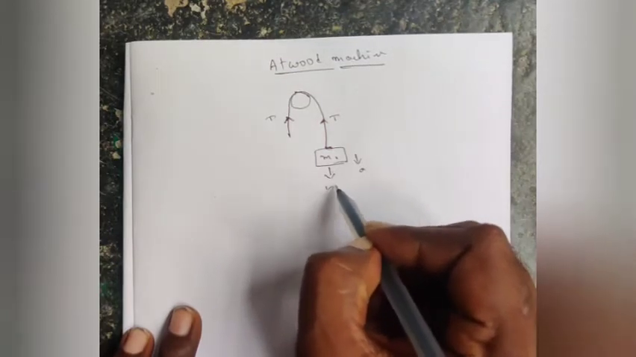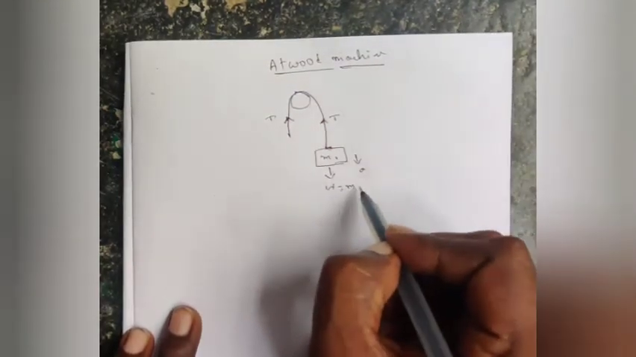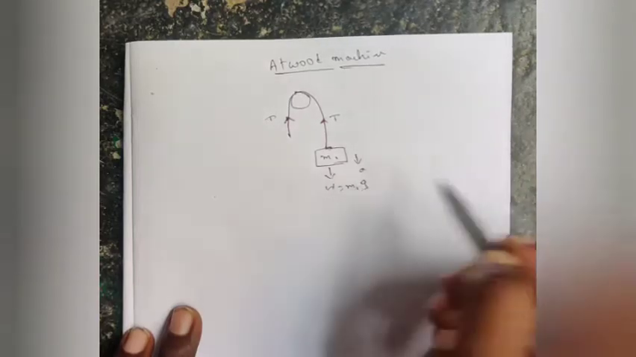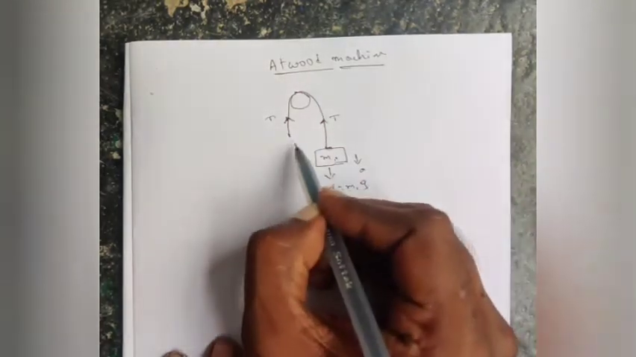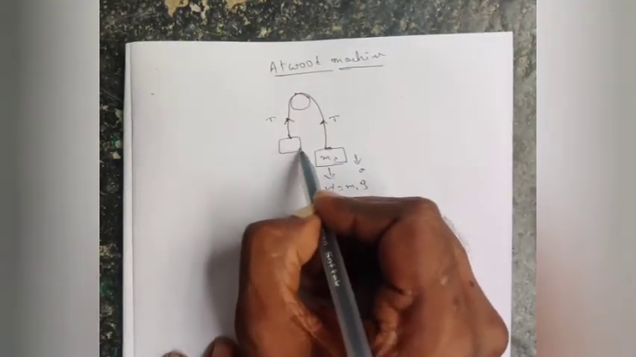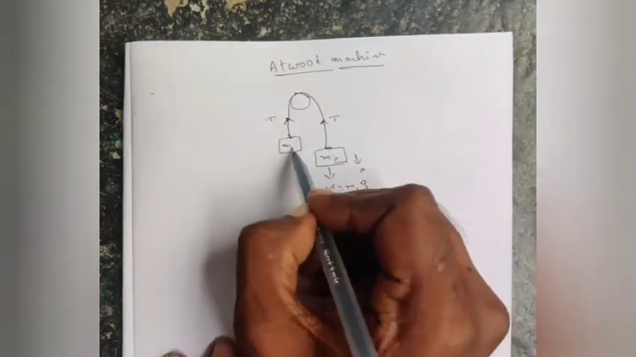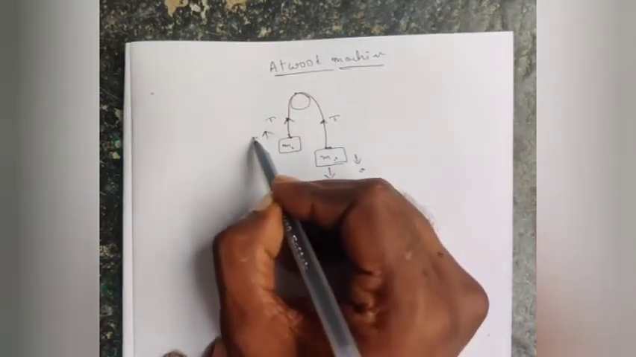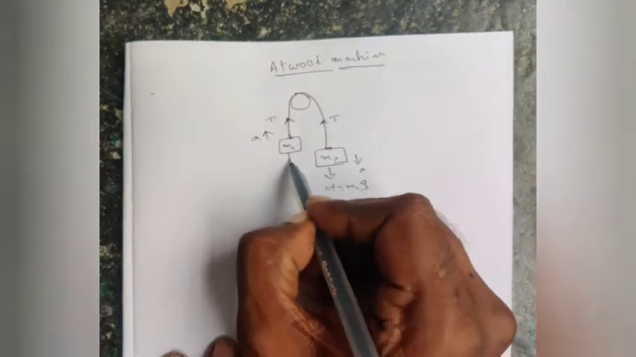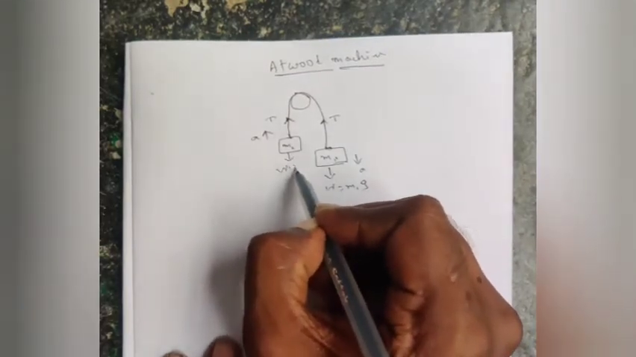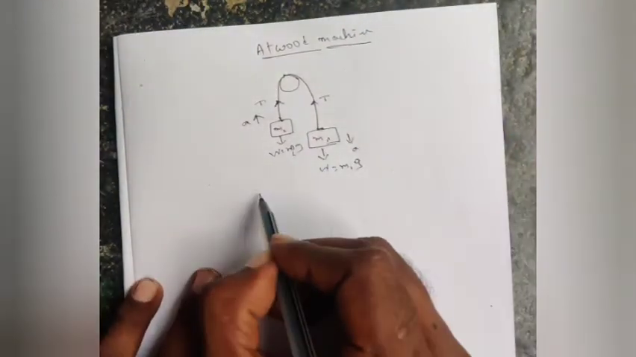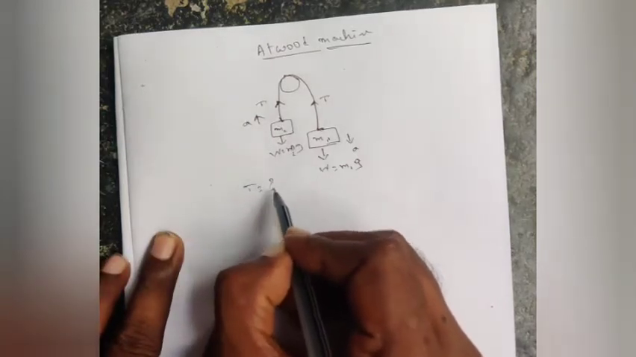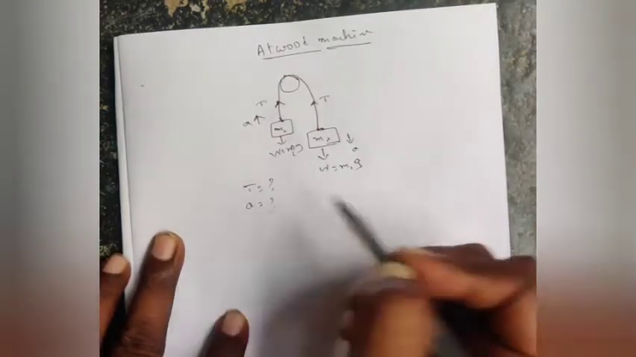The downward force is the gravitational force W, that is m1 into g. Gravitational force is denoted with mg. Here the mass is m1, so m1 into g. In this case, the lesser massive body m2 is going upwards, with acceleration upwards, and the downward force is the gravitational force m2 g. This is the Atwood machine. Now they are asking you to calculate the tension in the string, and the acceleration also.